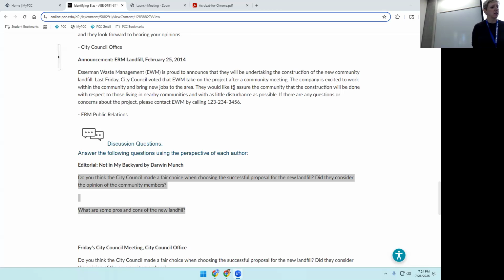Able to enjoy their backyard. Yes, they will not be able to enjoy their backyard as much, according to this editorial. And the last one, homeowners moving away. Fantastic. Do you have something else, Hala? What was once a beautiful view would now be blocked by a mountain of garbage. Oh, blocked by a mountain of garbage. That sounds like a con to me.